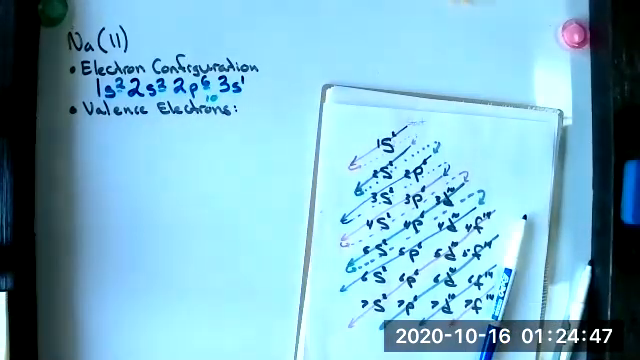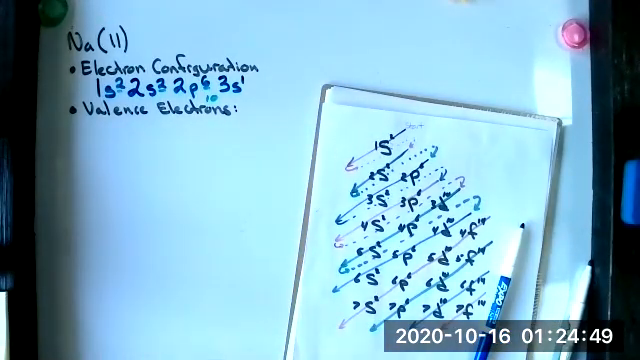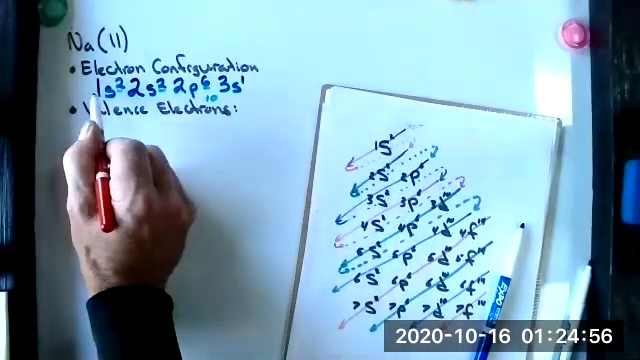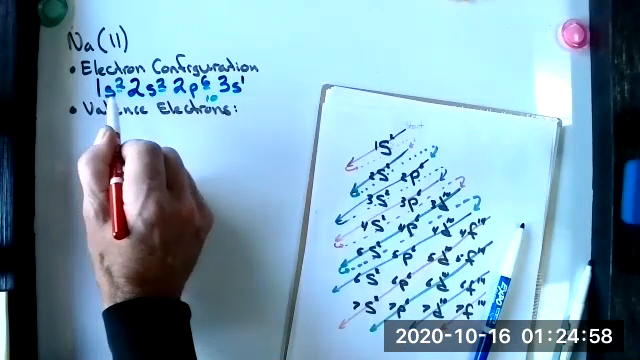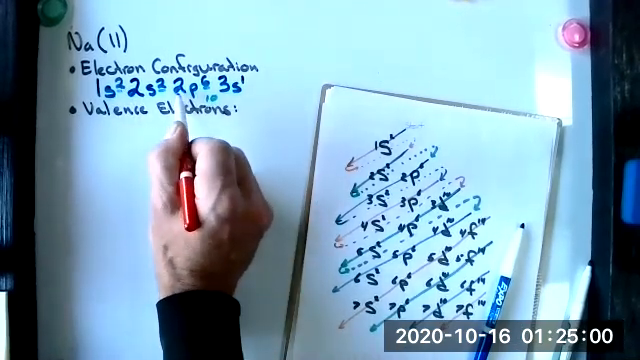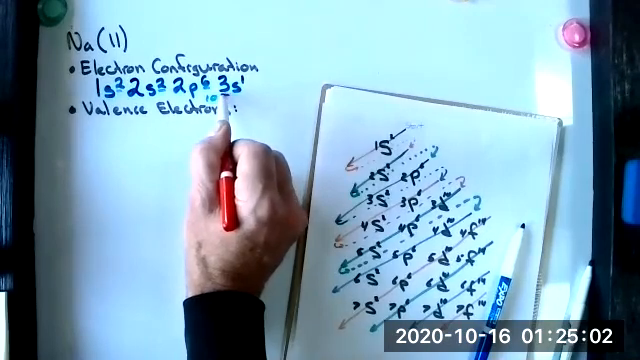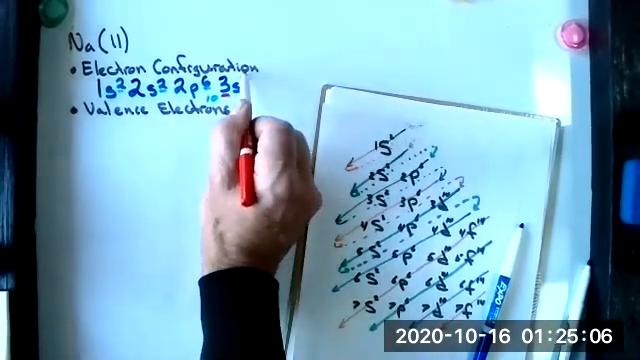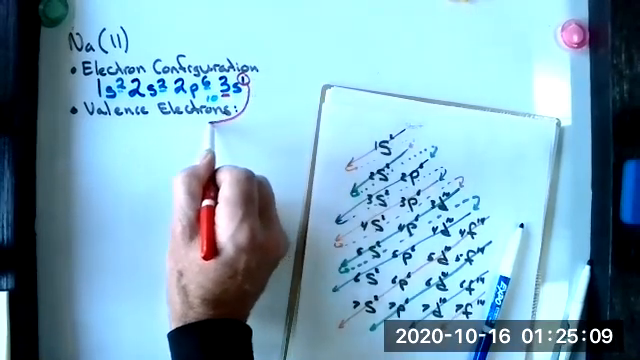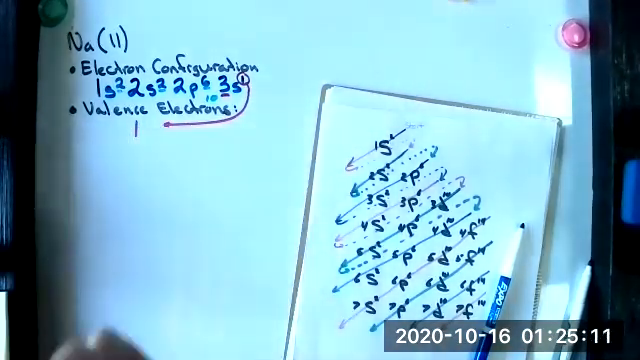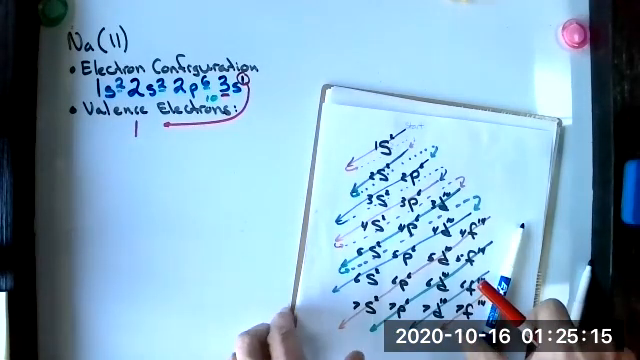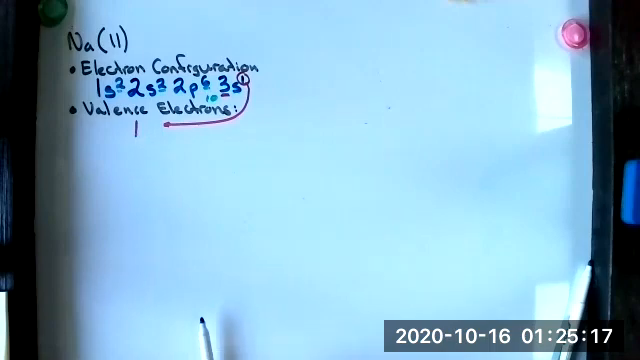Valence. Valence, I told you, all you have to do is simply scan and look for the highest main level that this atom uses. Here's a 1, there's a 2, there's a 2, there's a 3. So it looks like the highest main level for sodium is main level 3, and in there, my friends, 1 electron. Ching. That's it. Questions?